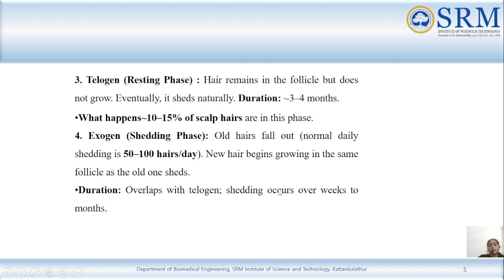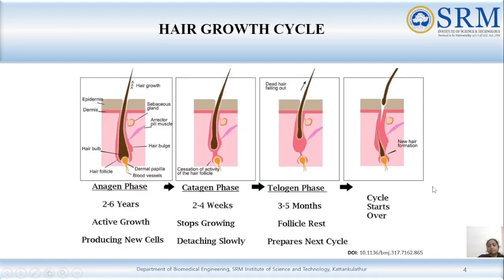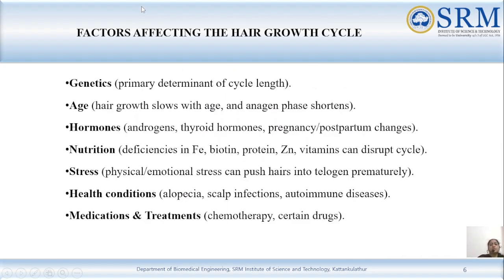And yeah, so this basically overlaps with the telogen phase, and the shedding will occur over weeks to months. And thereby, because you have the new hair coming up, this will again give rise to the next hair growth cycle. So what are the factors affecting the hair growth cycle?